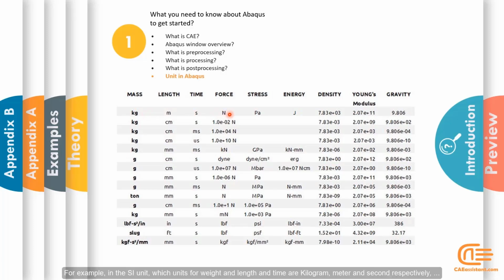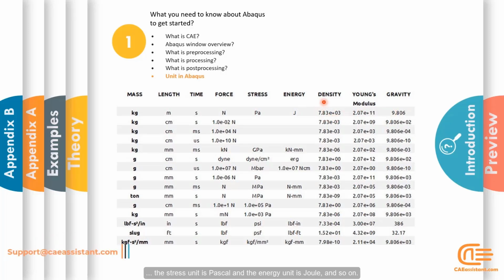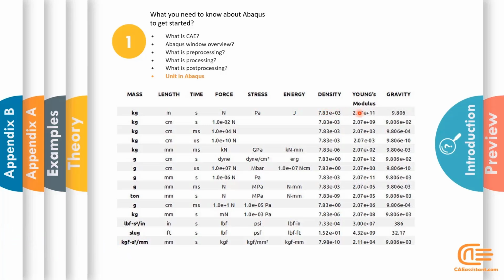For example, in the SI unit, in which the units of mass, length, and time are kilogram, meter, and second respectively, the stress unit is Pascal and the energy unit is Joule, and so on. The values provided for density and Young's modulus are for steel.